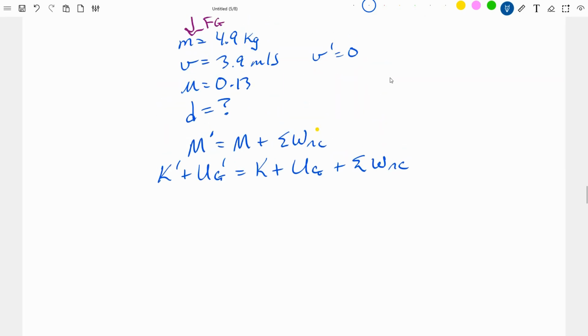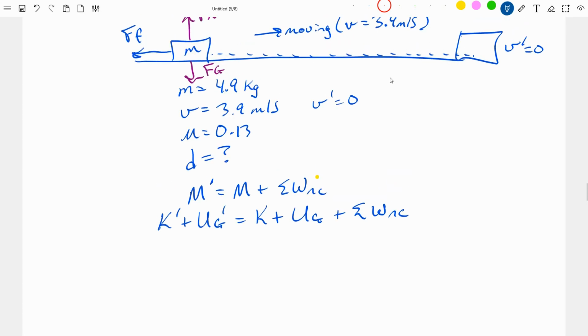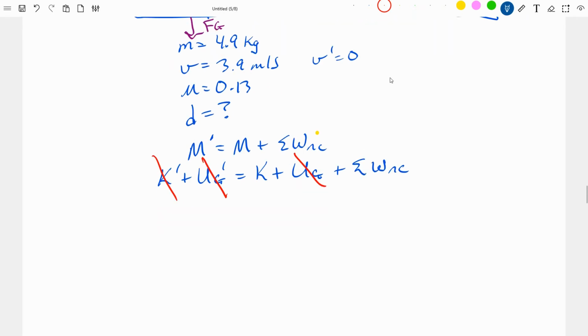Okay, so what can I cross out here? Because that is also part of the routine. Don't settle for routines, I just said. But this makes sense. I can cross out things that are equal to 0, right? So K prime, well, it comes to a rest. It comes to a stop. U gravity prime and U gravity, well, if we think of that as the reference height, then it had 0 height at both places. So I could cross them out for reasons of 0, or, as before, for reasons of they're the same. Even if they weren't 0, they're the same, so you could subtract them, if not call them 0.